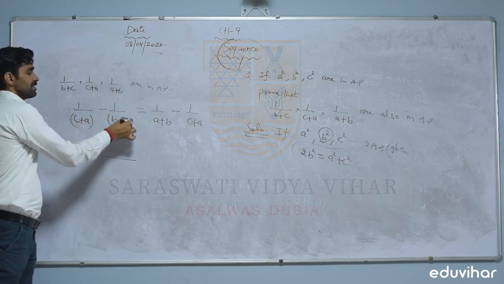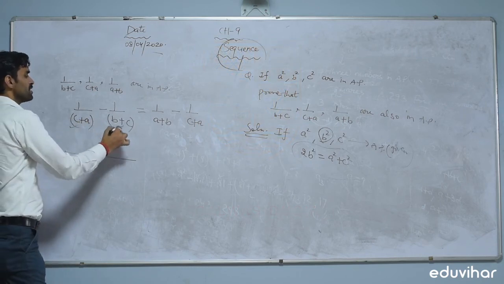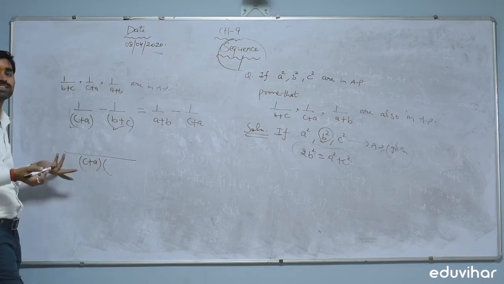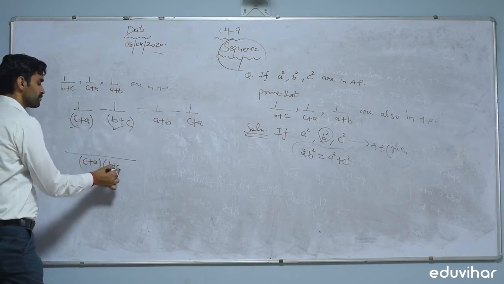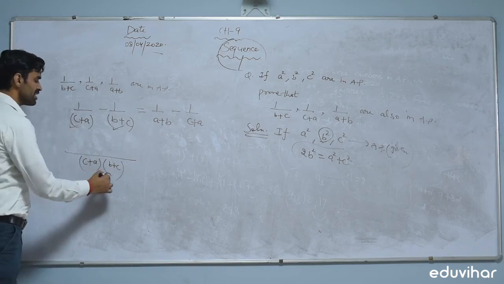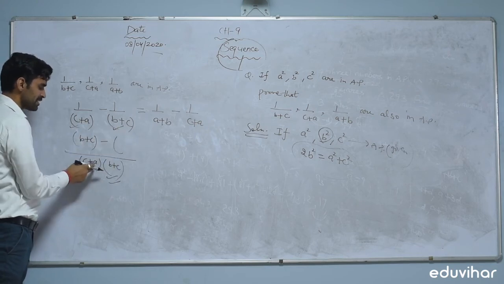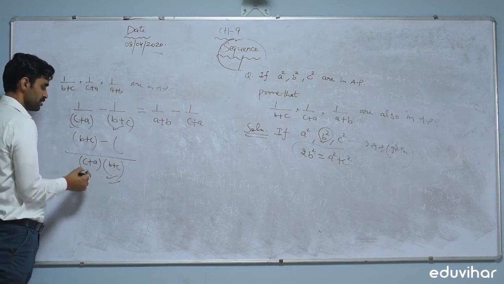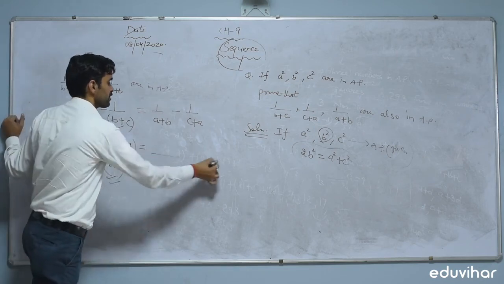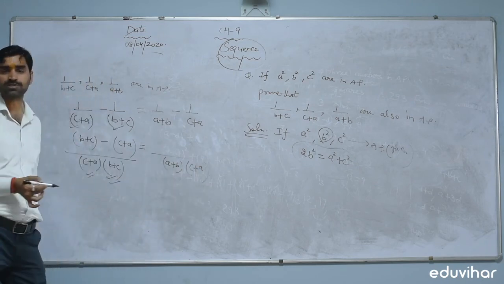Now these are fractions, so we have to take their LCM on both sides. Here the LCM of c plus a and b plus c: these are two different terms, so their multiplication would be their LCM, c plus a into b plus c. If you divide c plus a into b plus c by c plus a, you get the result b plus c; and if divided by b plus c, you get c plus a multiplied with 1, that is c plus a only. Here the LCM of a plus b and c plus a is a plus b into c plus a.